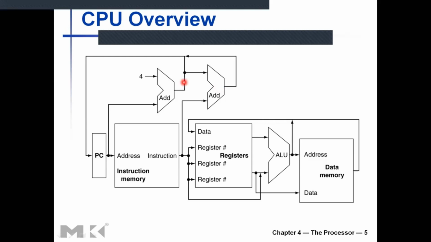Note that here we are adding 4. That means this is a byte address, right? What you have in the program counter is a byte address, not a word address. You are referring to a byte, the start byte of the instruction, not the entire word.